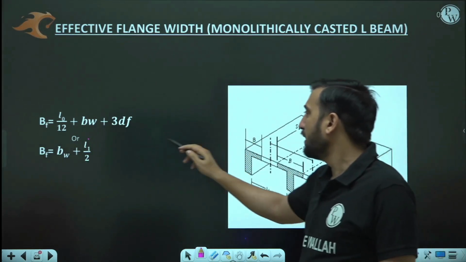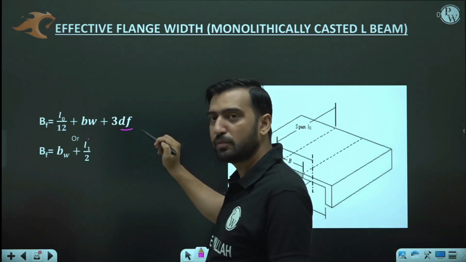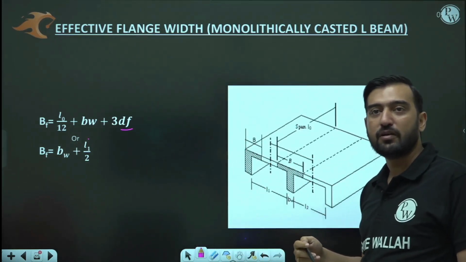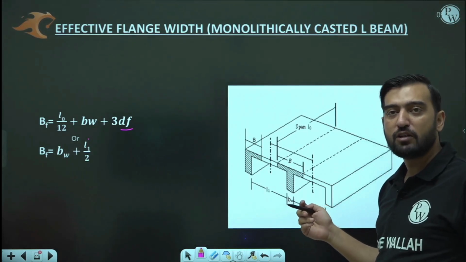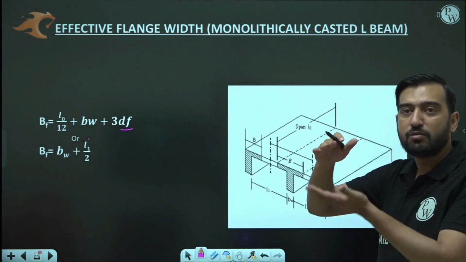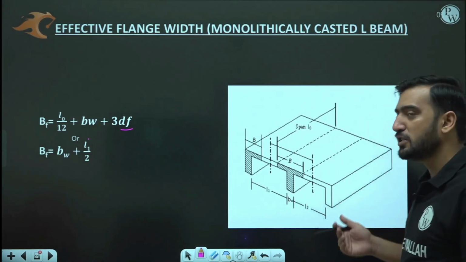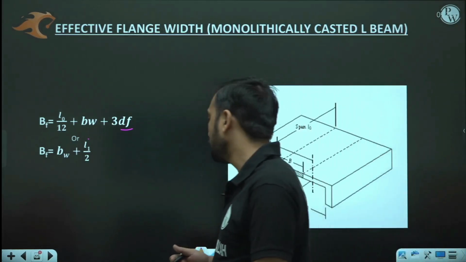Okay. And DF is depth of the flange, and you can also say in case of monolithically casted T or L beam, DF is equal to the thickness of the slab. Okay. So this is the way by which we can calculate effective width of the flanges.